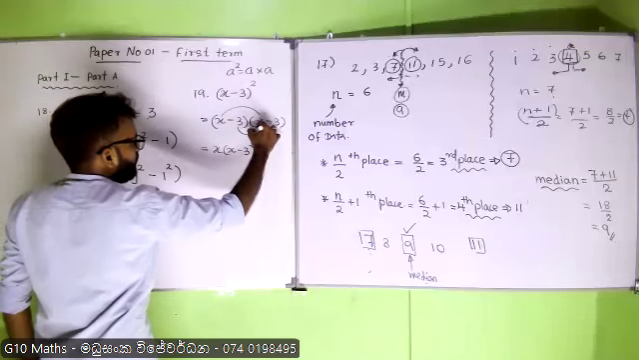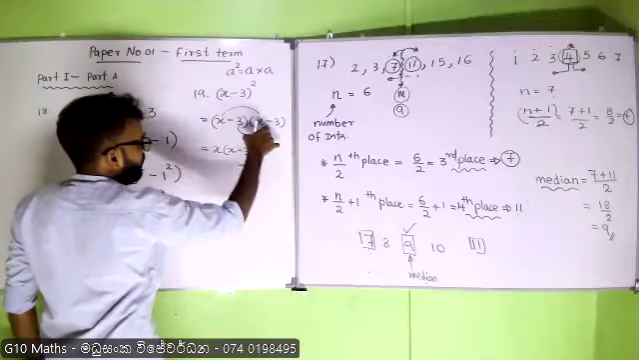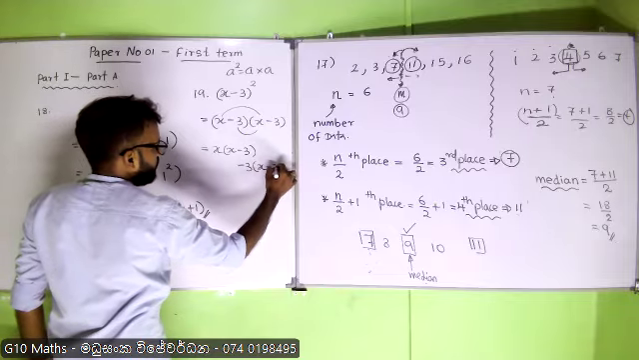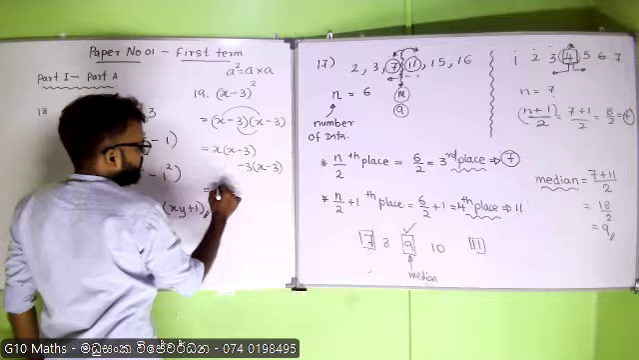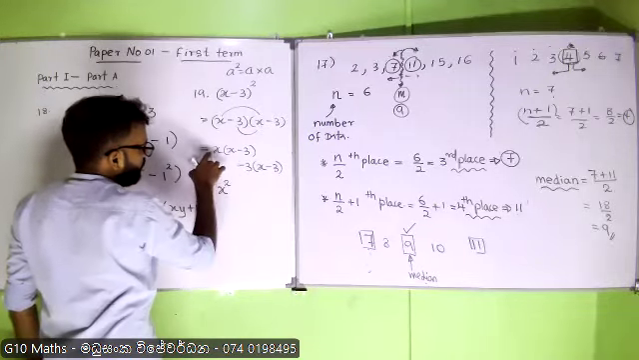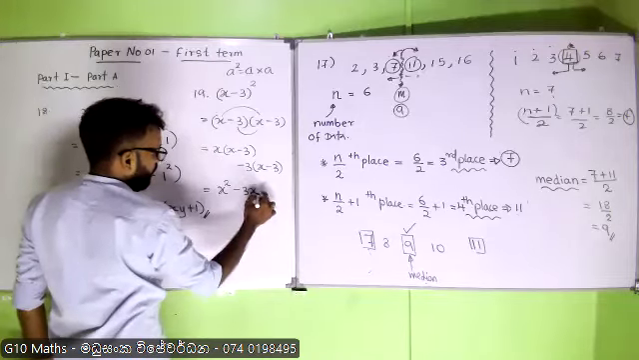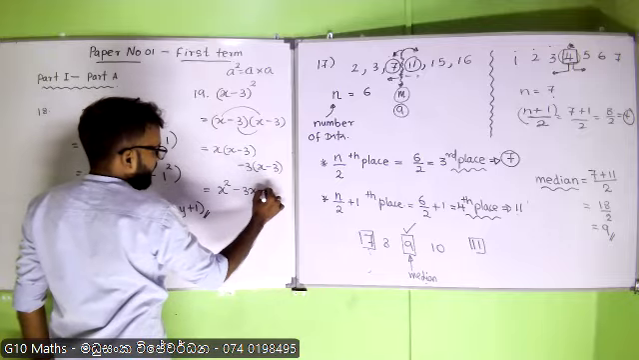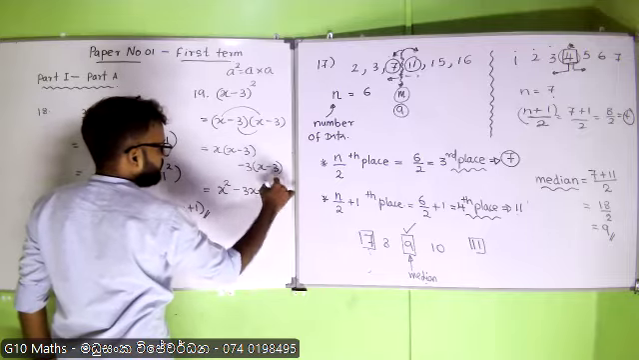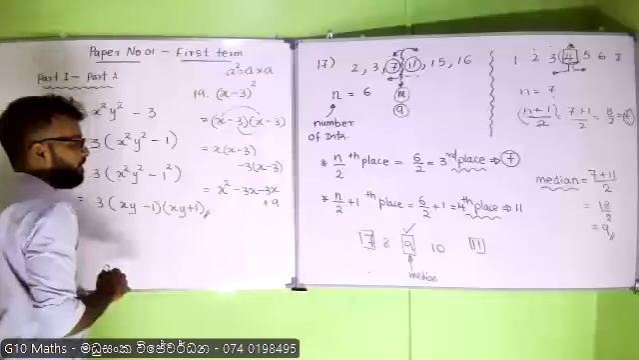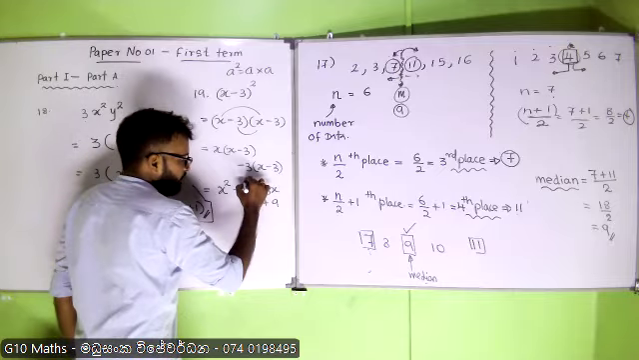This one, then this one, minus 3 into this, x minus 3. Positive into positive, positive: x into x, x squared. Positive into negative, negative: x into 3, negative 3x. Negative into positive, negative 3 times x, 3x. Negative into negative, positive: 3 times 3, 9. And done. Then simplify the like terms.